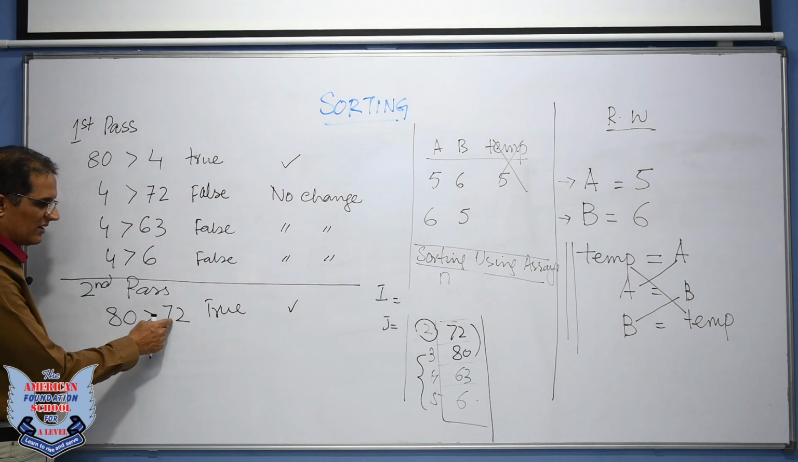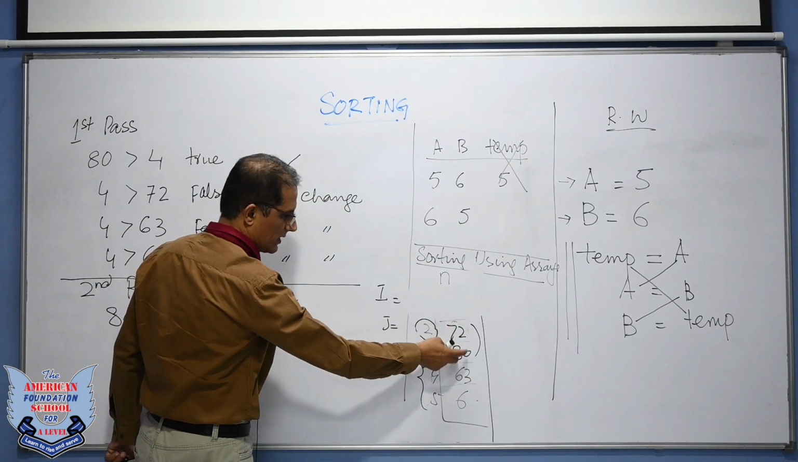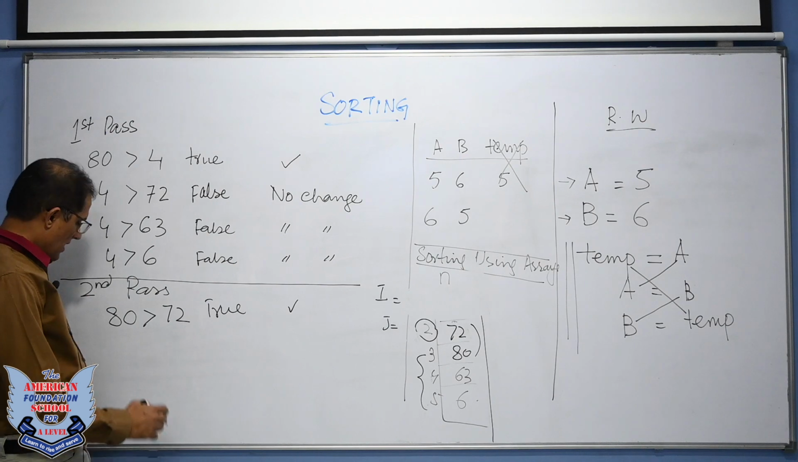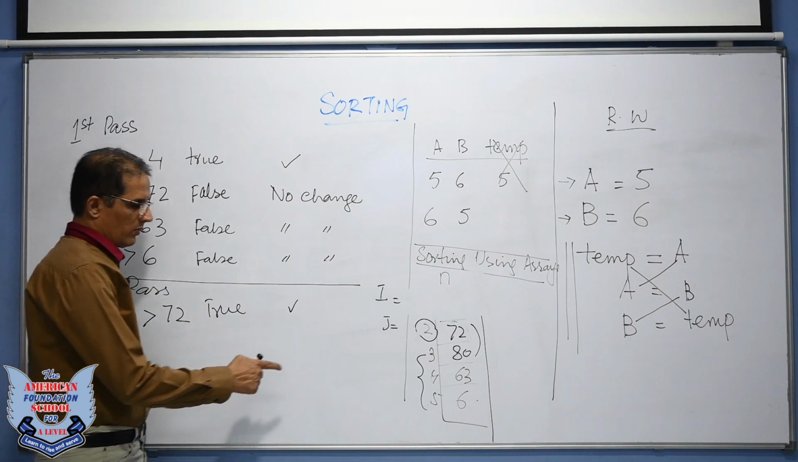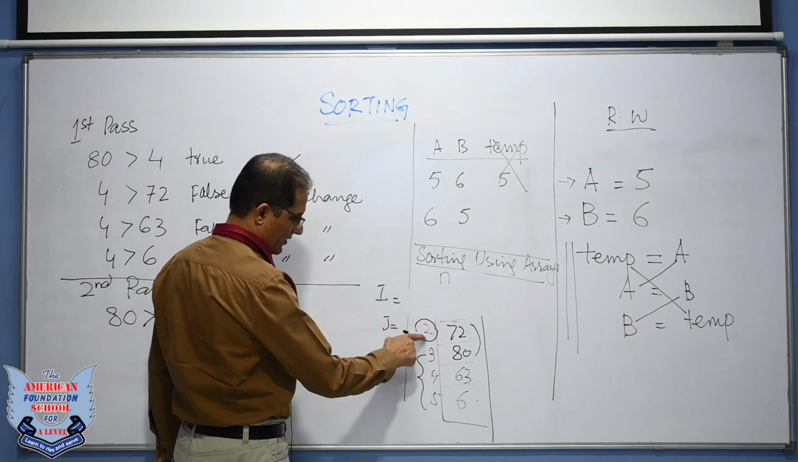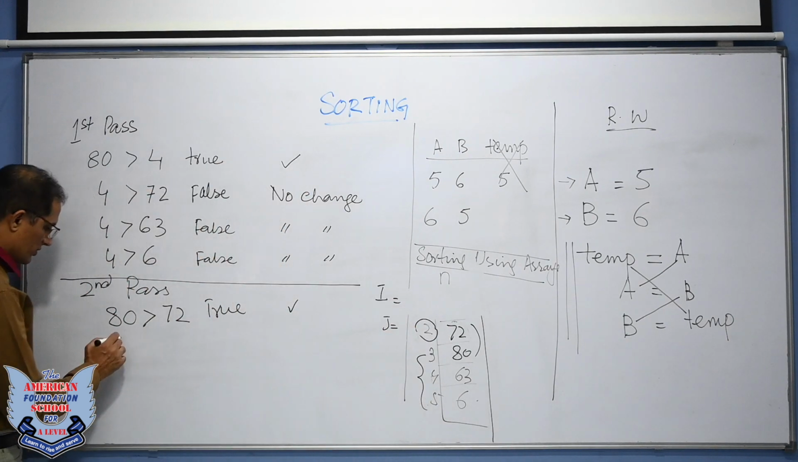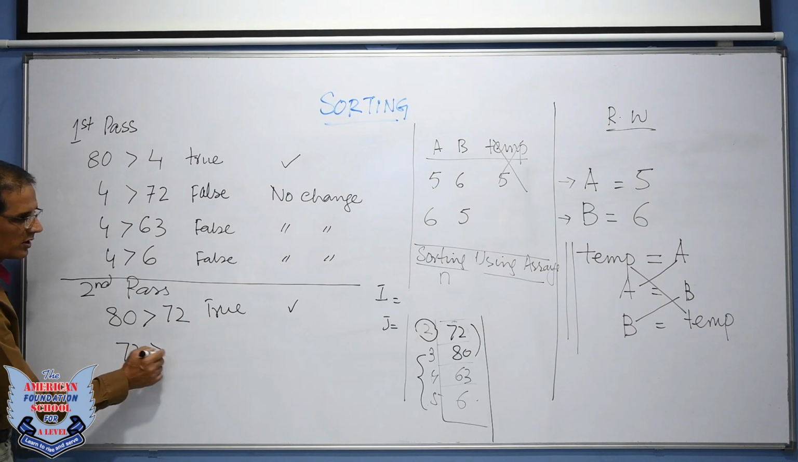So we found that 80 is more than 72. We swapped them. We changed their position. The swapping was done. And then the next comparison would be again between, you go to your selected position number. Selected position says that the number is 72. You take that number now. 72 is to be compared with 63.